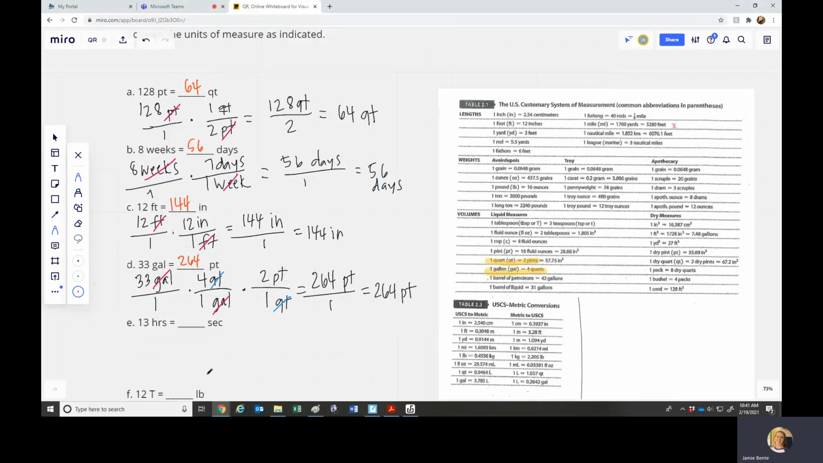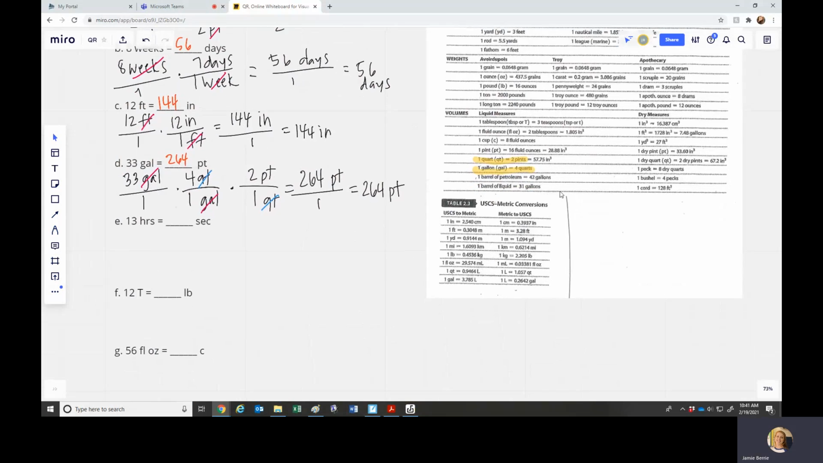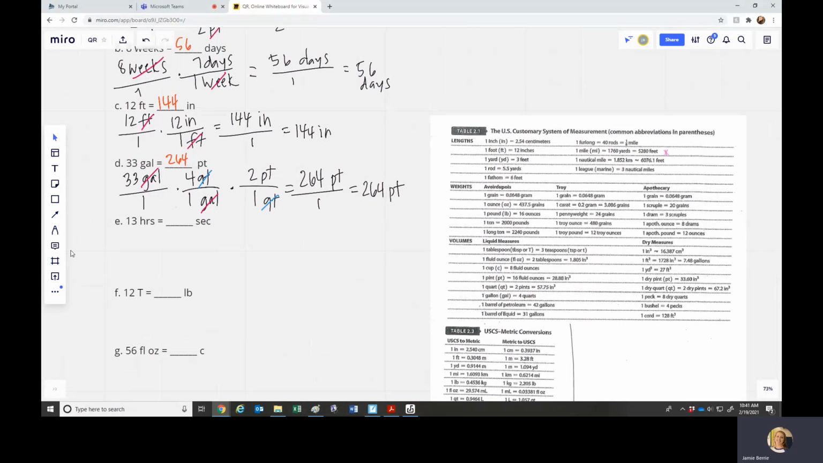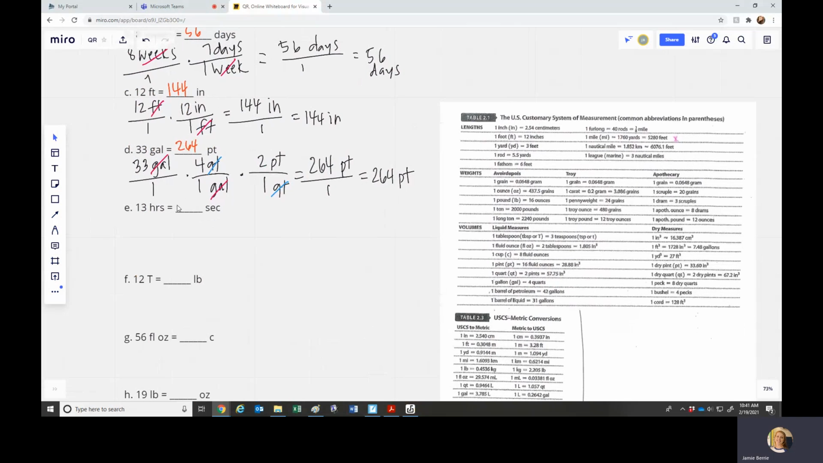So that was our most difficult one so far. We had to use 2 unit factors. You could probably guess by looking at the next one that we're going to have a similar situation where we have to use 2 unit factors. So we have 13 hours equals how many seconds? So we're converting from hours to seconds. Let's start off. We have 13 hours over 1 times.